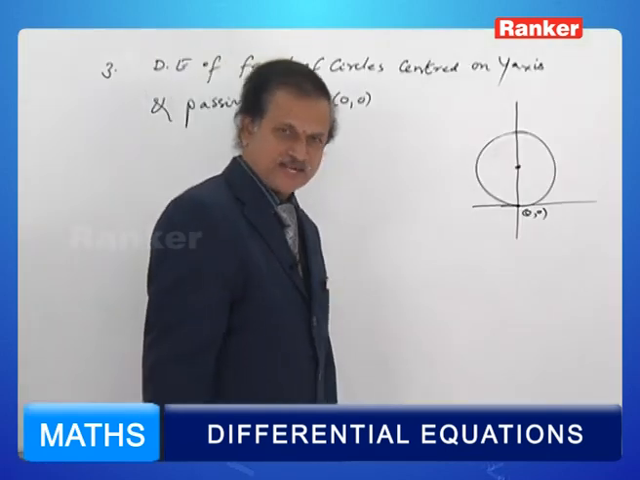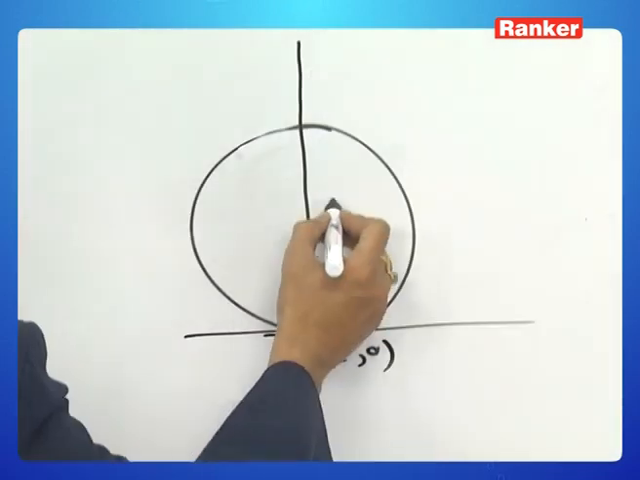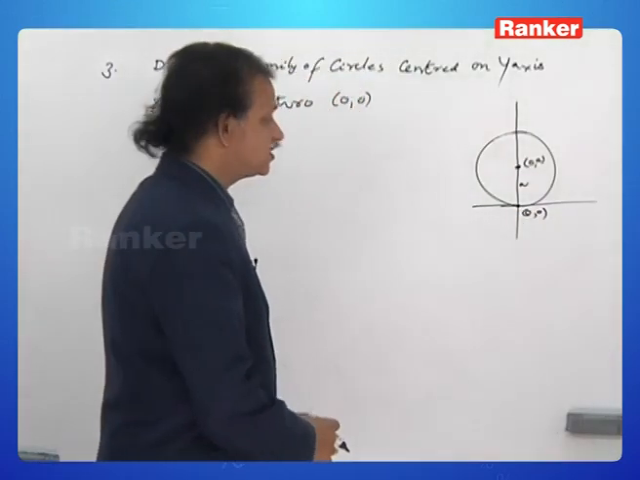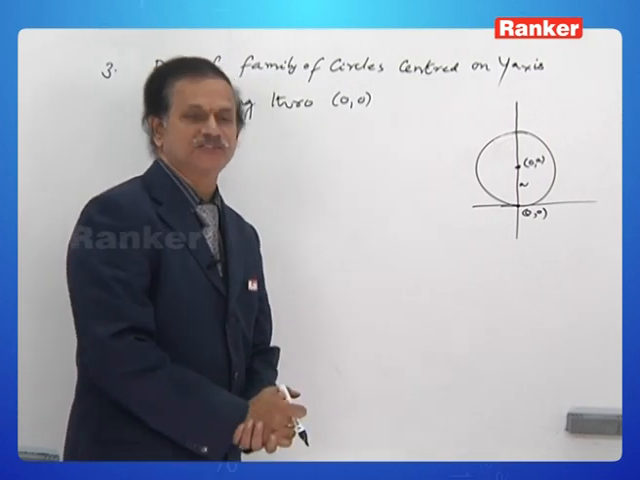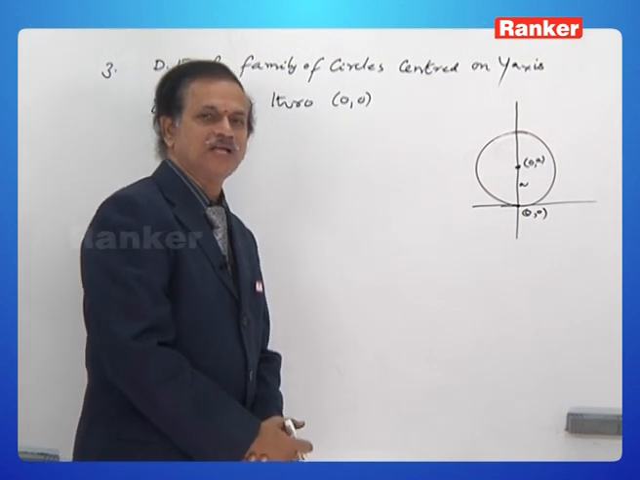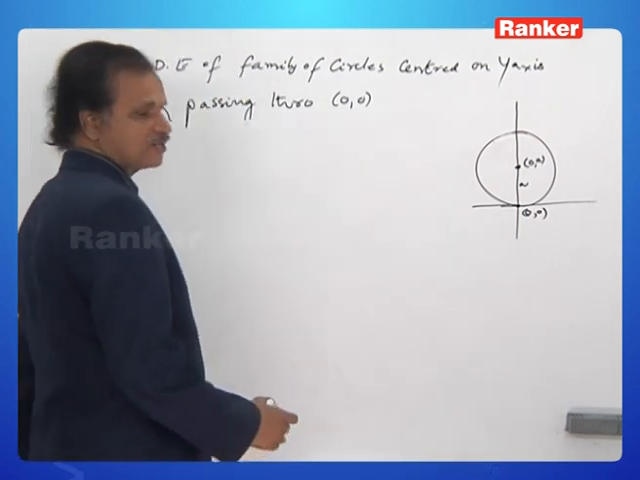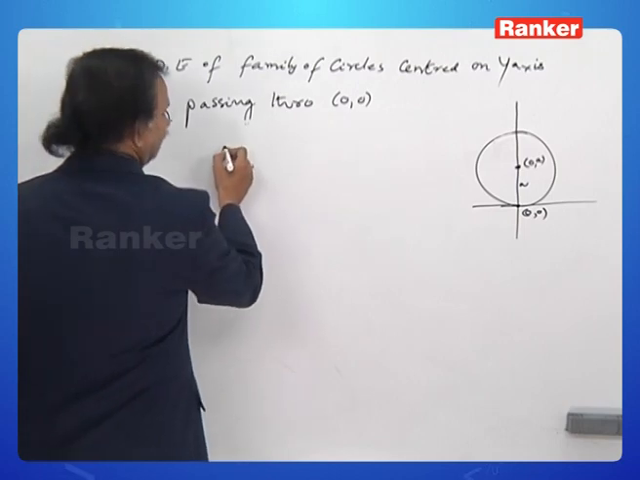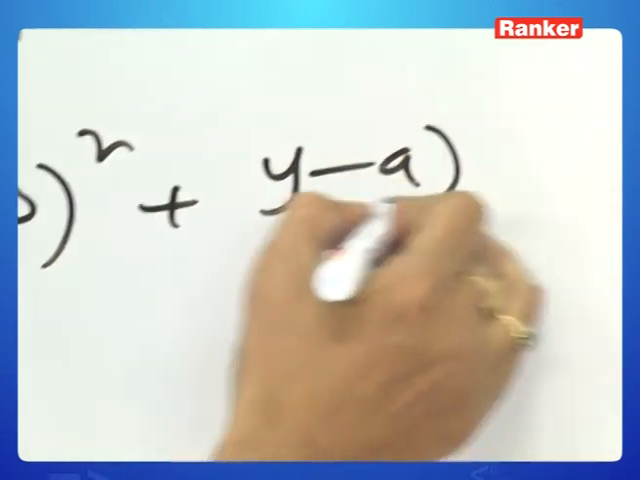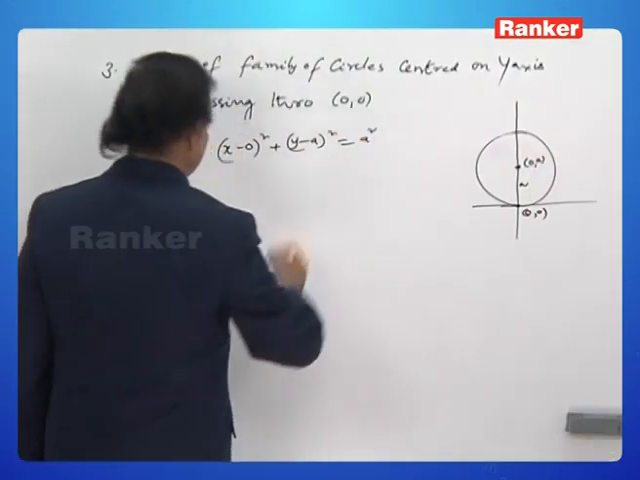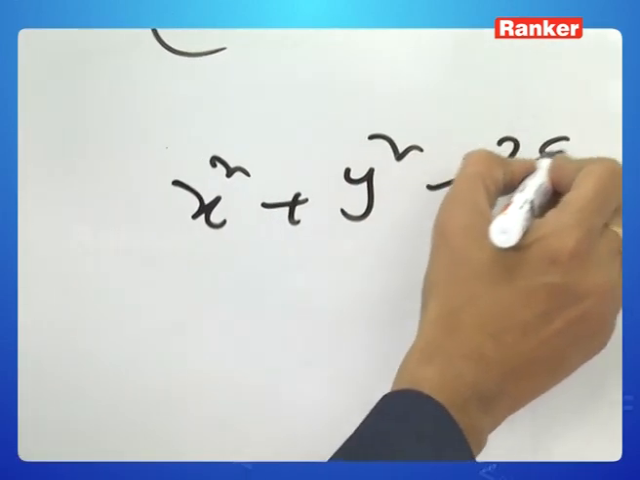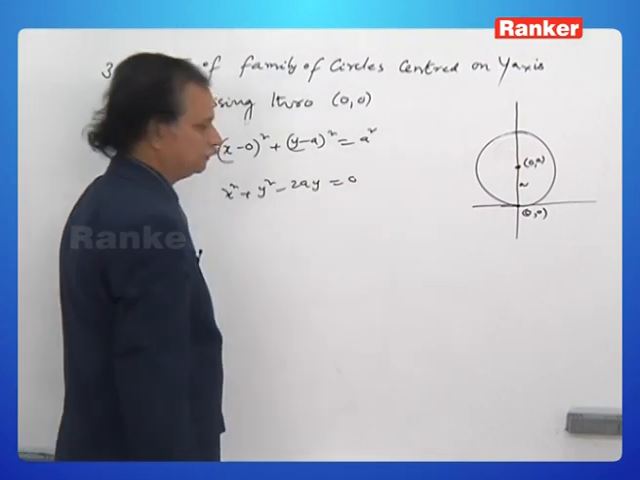That will be the general shape of the circle. Centered on y-axis, let me take it as (0, a). Its radius is also a because it passes through the origin. Okay, what is the general equation of the system of such circles? x minus 0 whole square plus y minus a whole square is equal to a square. That is x square plus y square minus 2ay is equal to 0.